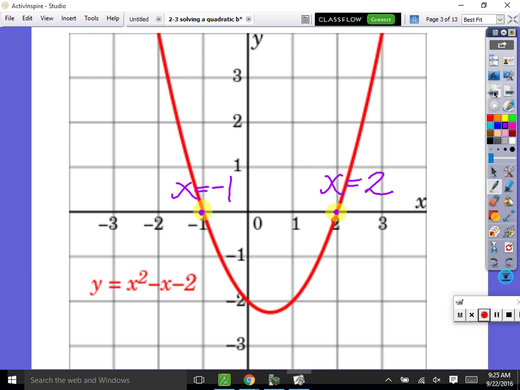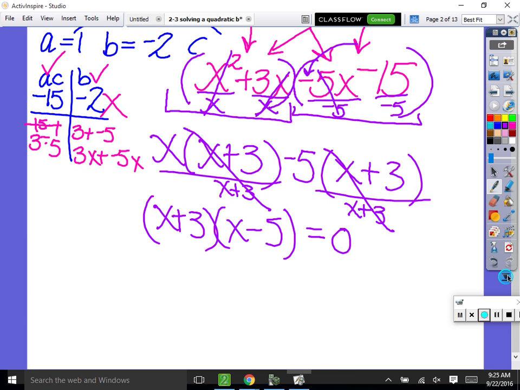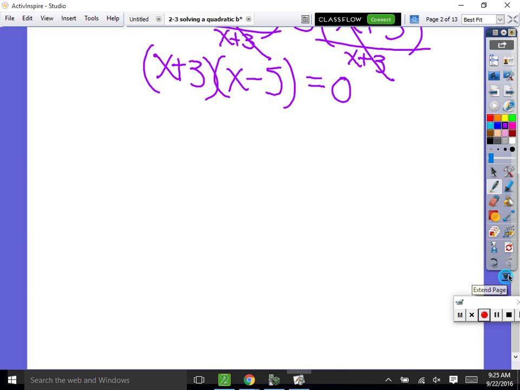let's go back to number 6 and let's solve it. We're not just factoring it. So we know that we've got it equal to 0. We went through this whole process and it was still equal to 0 down here. So now we're solving it. We're not just factoring it. So we're going to set each of those equal to 0. So x plus 3 equals 0 and x minus 5 also equals 0.